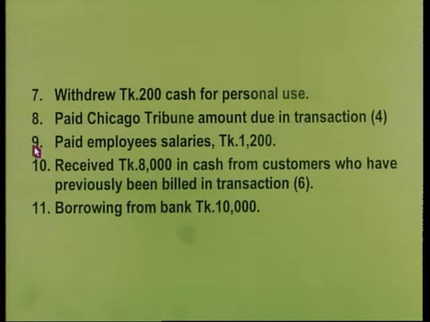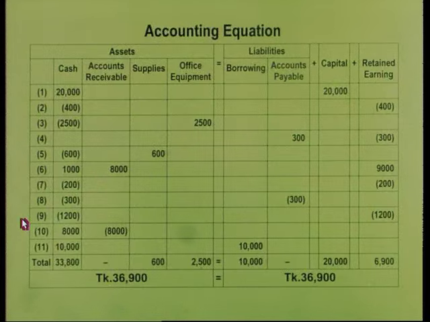Transaction number 9, paid employee salaries taka 1200. This is again a cash outflow. So by 1200 taka, cash has been decreased and it has affected the cash column. And this is an expense again. So this will also reduce the retained earning. So 1200 is shown in the retained earning column within parentheses.